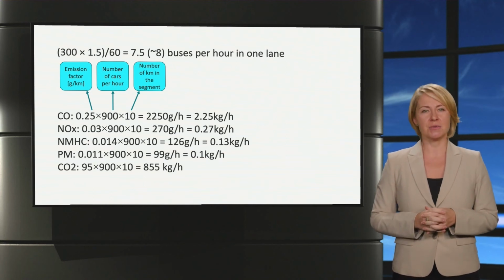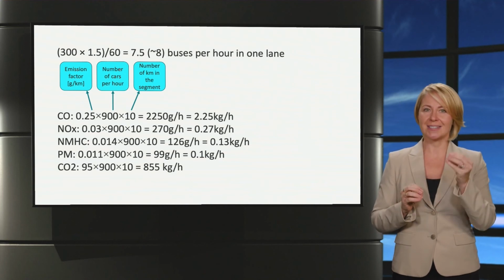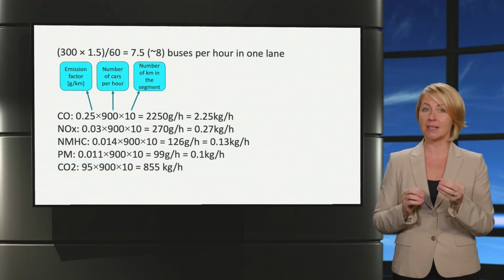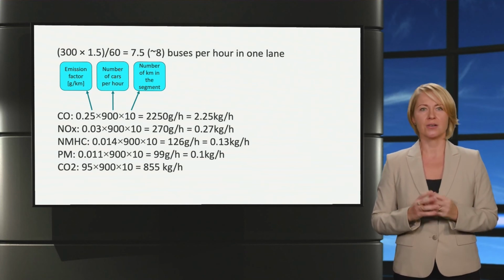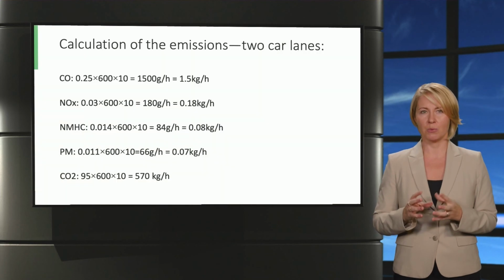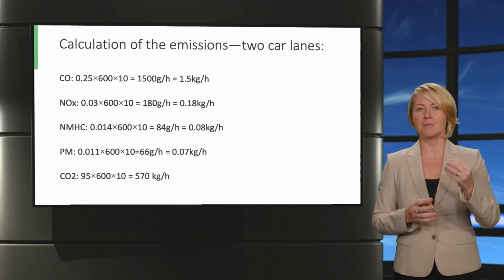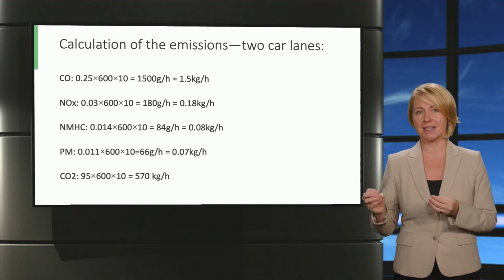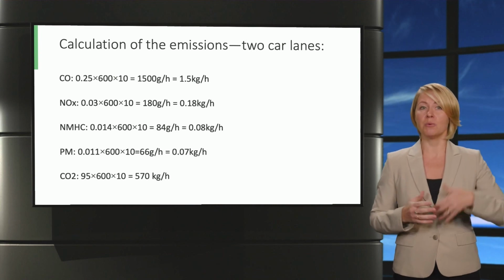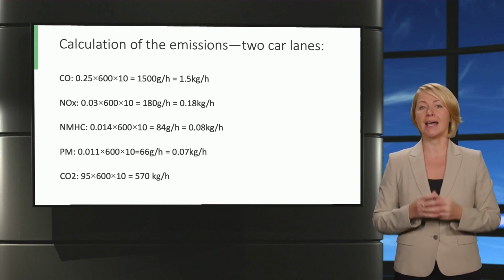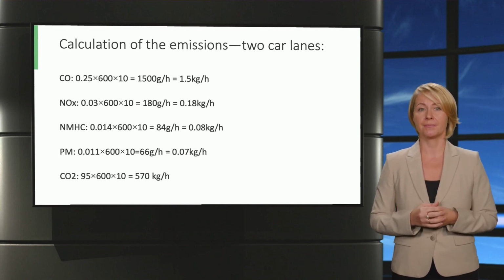Now we will calculate emissions in the alternative situation, so that we will consider 10 kilometers of highway, 2 car lanes, and 1 bus lane. First, calculation of the emissions for 2 car lanes. We again use the same technique and multiply emission factor from the table by the number of cars and the length of the segment. And for CO2, we have 1.5 kilograms per hour. We do the same for other pollutants. And again, CO2 will be the largest value.